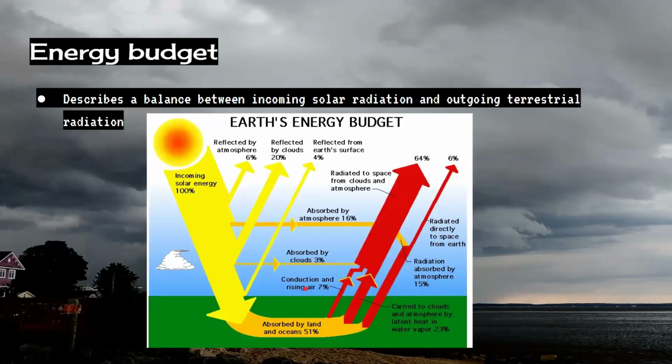When we're talking about the energy budget, we are explaining the balance between incoming solar radiation and outgoing terrestrial radiation. So we're going to say we have incoming solar radiation. Some's going to be reflected back to the atmosphere. Some will be reflected by clouds. Some are reflected from the Earth's surface. And then there's a lot that's absorbed. And there's also conduction. Remember, I talked about that. There's radiation as well, also talked about that. So it's kind of just an even process.